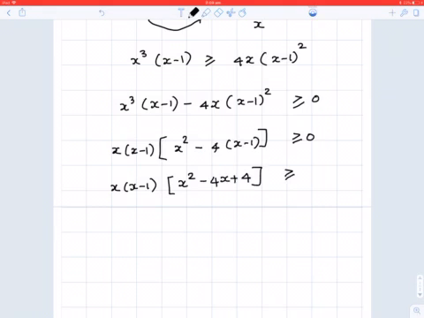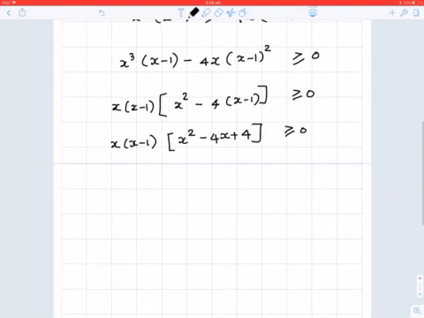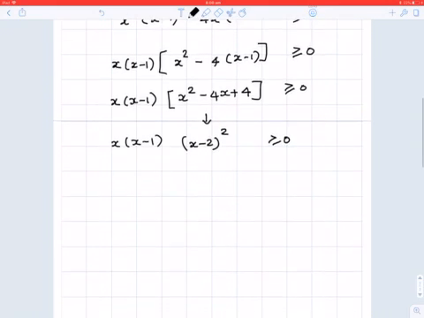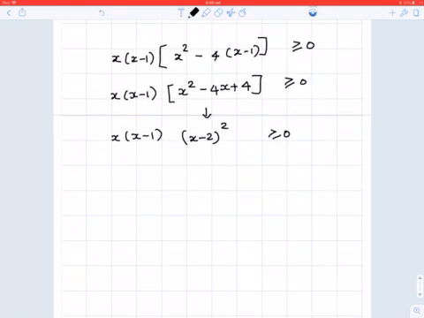If I do, I think I made a mistake. No, it's okay. So this becomes x square minus 4x plus 4 greater than or equal to 0. Now this can be factorized as x minus 2 the whole square. You have originally x and x minus 1, and this is more than or equal to 0.